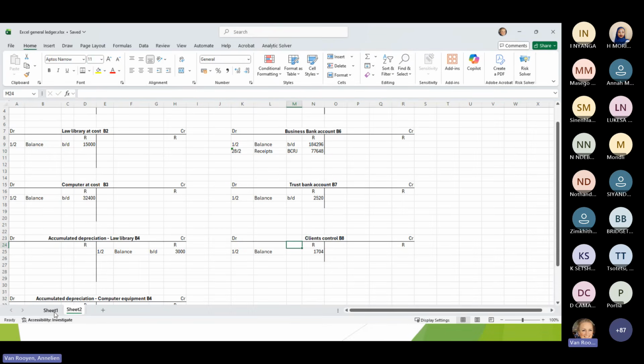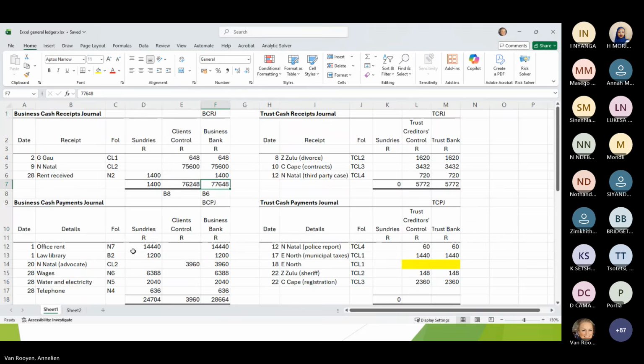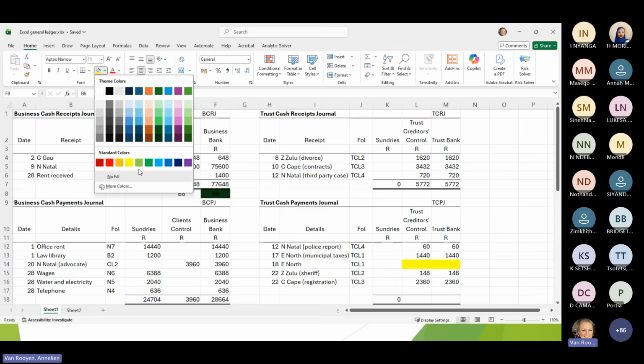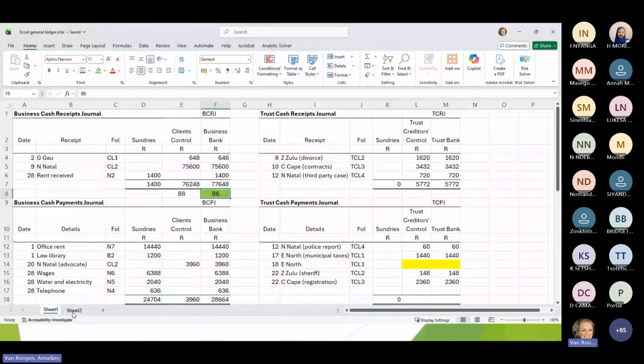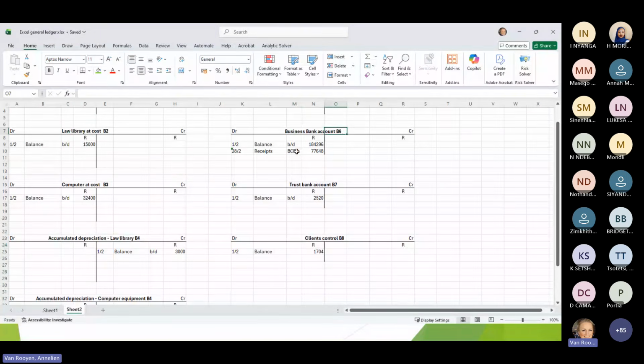Okay, have a look again. I'm going to show you again. Business cash receipts. It goes to B6. I'm going to highlight this, B6, and it goes to B6, and there's the amount on the debit side. Now, how do you know it's debit or credit? If we receive money, the money in the bank increases, so it must be on the debit side.